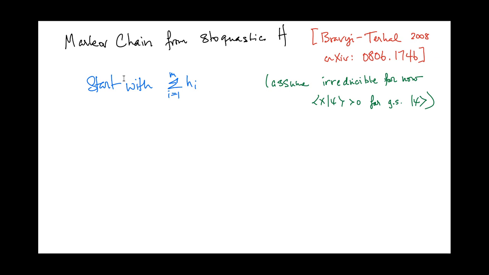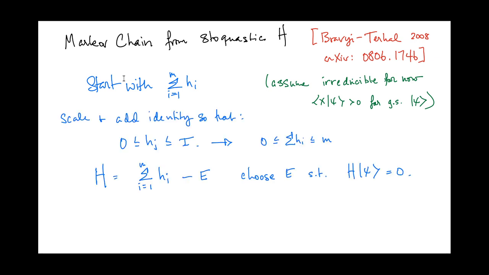Okay. In 2008, Sergey and Barbara came up with this very beautiful Markov chain that converges to the ground state. Okay, so remember, our ground states are really probability distributions. So we're going to be looking at Markov chains that eventually converge to this ground state distribution. Okay, so I'm going to start with my Hamiltonian, and I'm just going to adjust it a little bit so that it's more convenient to work with.